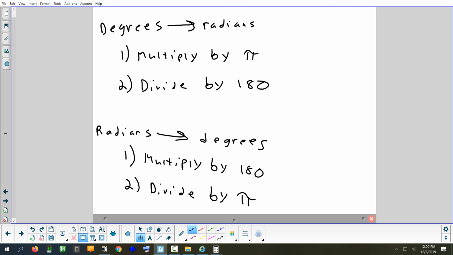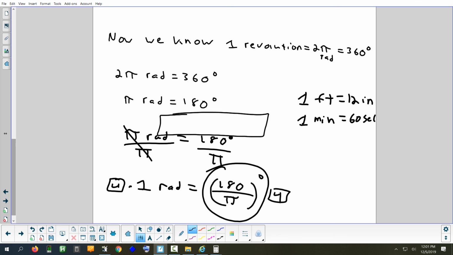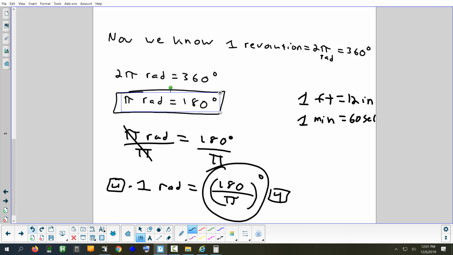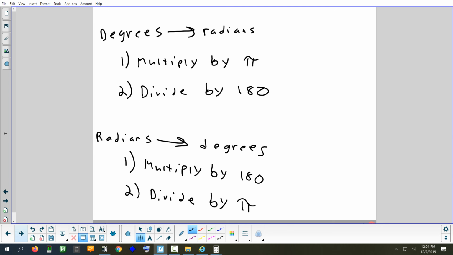The way to remember it, I'll show you. When I say degrees, I want you to think of the number 180. When I say radians, think pi. If you can remember that thought, all of that is automatic. Degrees, 180, radians, pi. That's it.